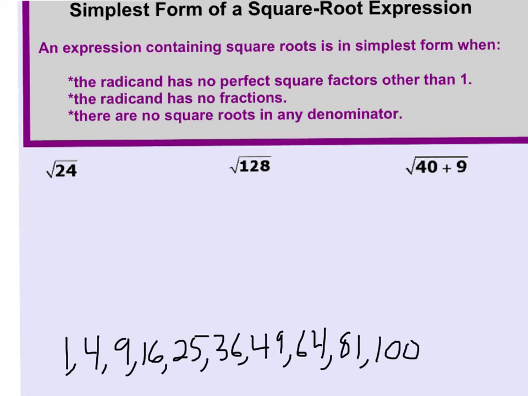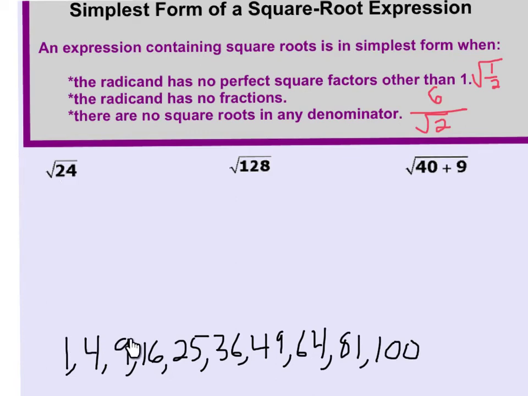It looks like this. So here, write these examples. You can't square root a fraction, and you can't have a square root in the denominator. We'll talk about that later. That'll be a different lesson. So let's break this down.